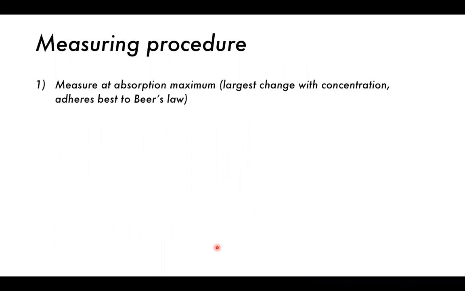Okay, measuring procedure for a UV-vis absorption measurement. We want to measure at the absorption maximum, so this is the largest change with concentration and adheres best to Beer's law. So we usually do a broad measurement of the spectrum and see which wavelength is the lambda max. And then we'll do all of our measurements thereafter at that lambda max.